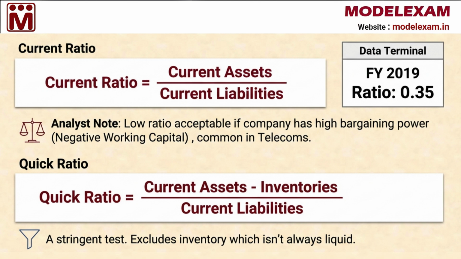Usually, a number below 1 is bad. However, an analyst note here is important. A low ratio is acceptable if the company has high bargaining power, like in the telecom sector, where they operate with negative working capital. For a stricter test, we use the quick ratio, which removes inventory from the current assets, as inventory is not always easy to sell quickly.